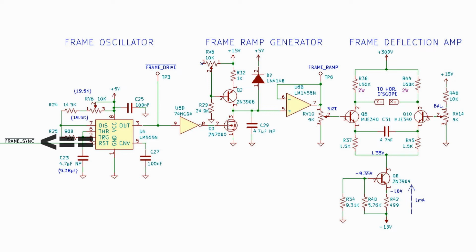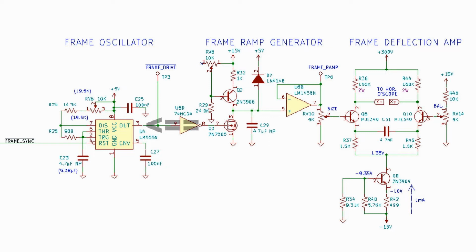Frame sync not pulse comes in from the left side and resets our frame oscillator. The frame oscillator is set to a natural free-running frequency of 12.5 Hertz. If frame sync not is not present when video is not plugged in, then the oscillator will free run so that we continue to scan on the face of the CRT.